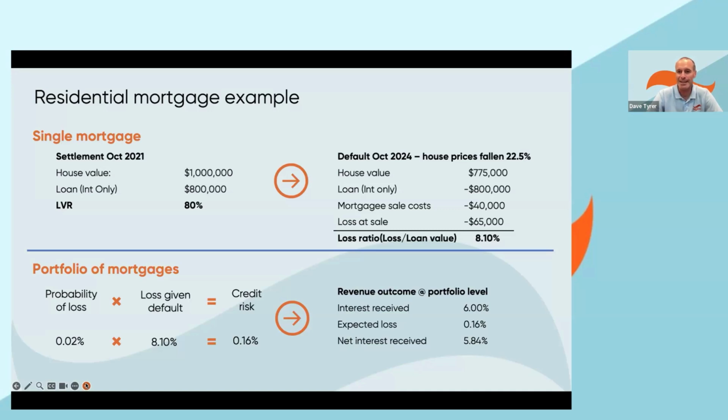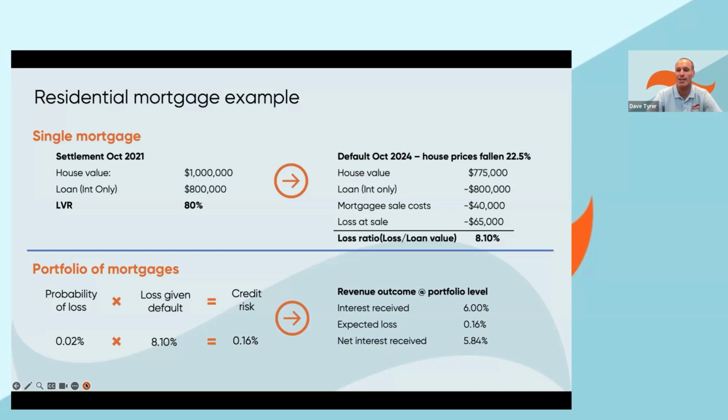Roll on 3 years to October 2024, and that loan has now defaulted. Okay, so they've stopped making their loan payments, and as the lender, you've moved to a mortgagee sale for the property. House prices have fallen 22.5%. This is trying to be a realistic example. House value is now $775,000, and that's what you get at mortgagee sale. So we know the loan value is $800,000, so you're already underwater at that point.